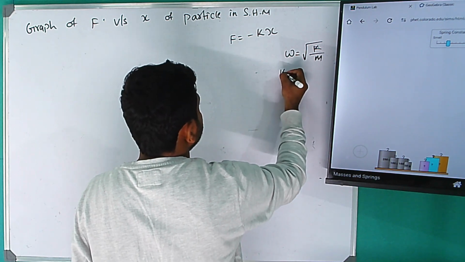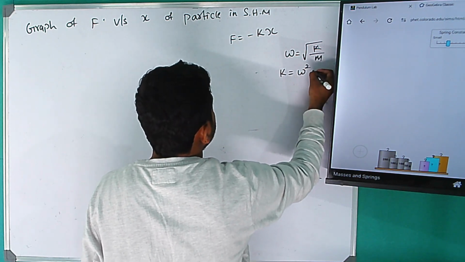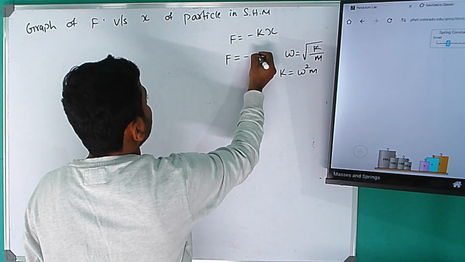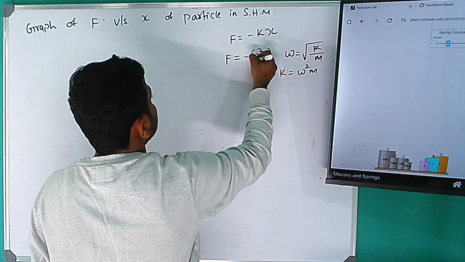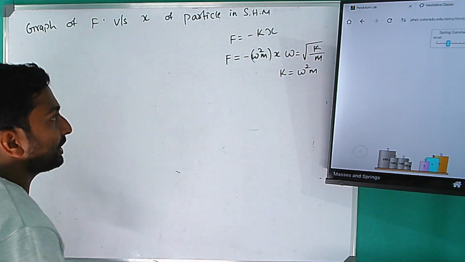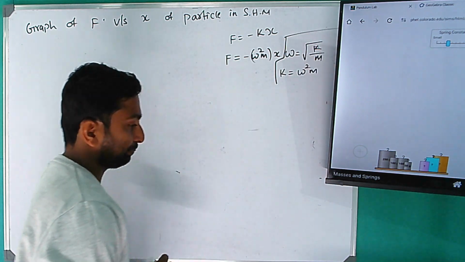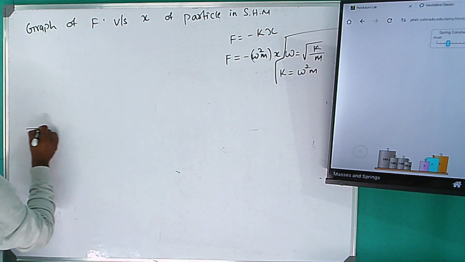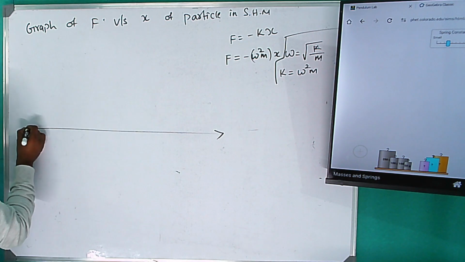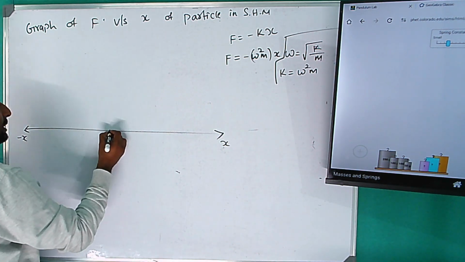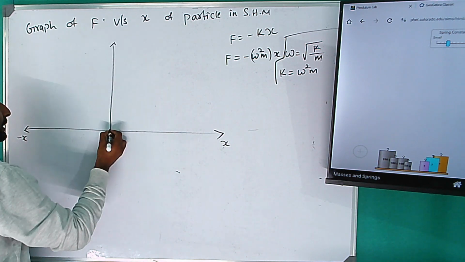From this I can write k is equal to omega square into m. So therefore F is equal to minus omega square m into x is another form of equation for the force acting on a particle in SHM. Let me draw the graph of displacement versus force acting on a particle.